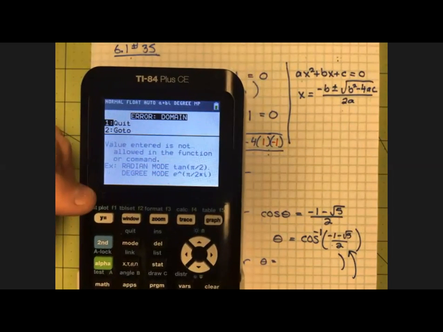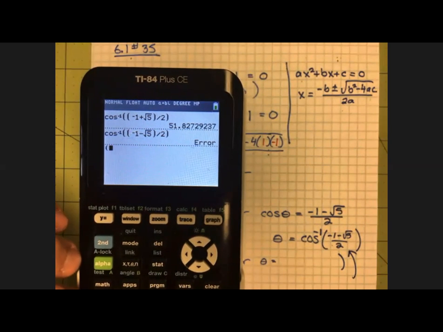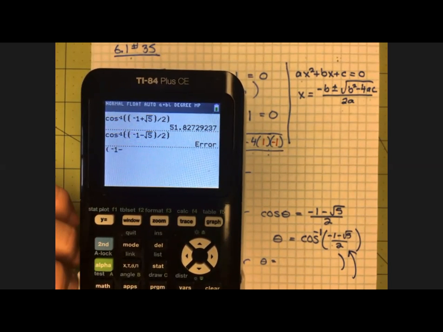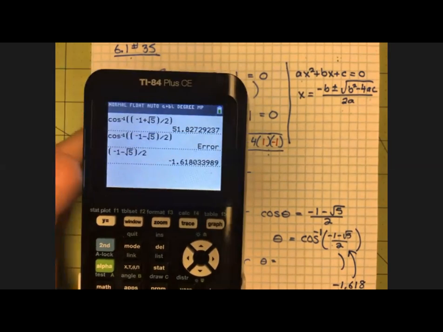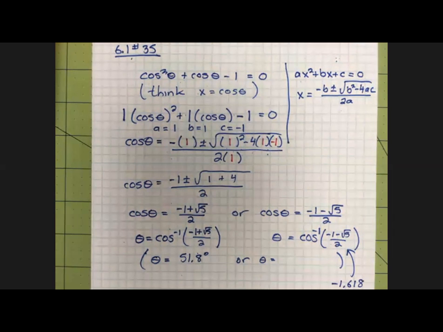So they give me this fancy error message, but let's just quit and ask the calculator, what's -1 minus root 5, divided by 2. -1.618. That's good. There is no angle that has a cosine of negative 1.6. So I get no answer out of that branch.